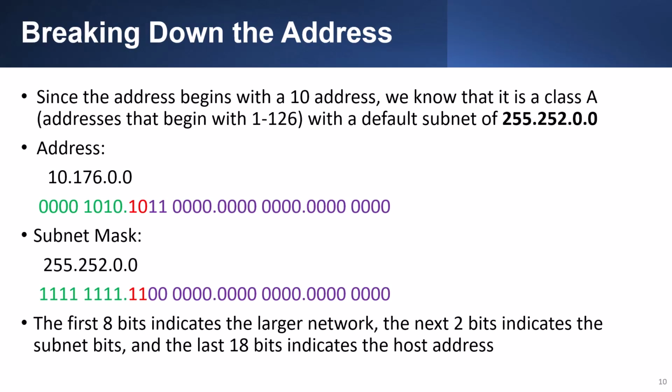Since the address begins with a 10, we know that it's a Class A with a default subnet mask of 255.0.0.0. The binary equivalent of 10.176.0.0 and the 255.252.0.0 subnet mask is shown on the screen. The first 8 bits indicate the larger network, the next 2 bits indicate the subnet bits, and the last 22 bits indicate the host address.